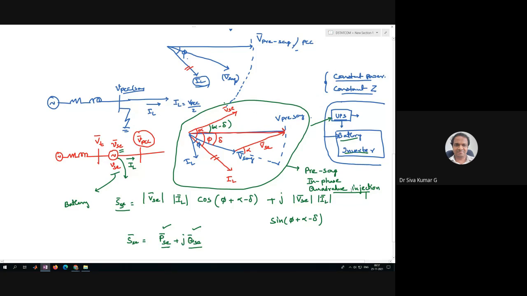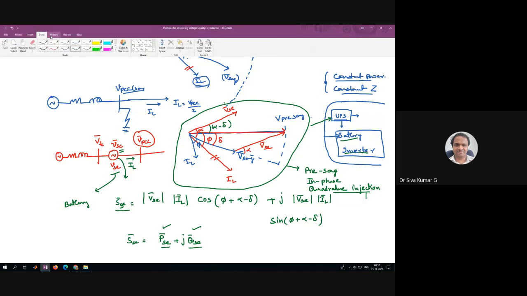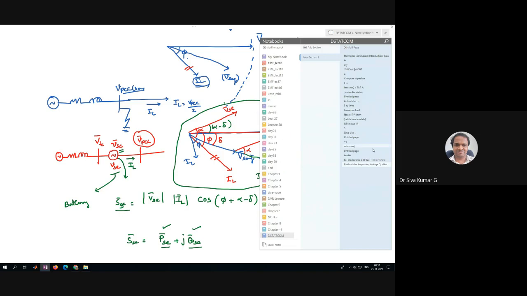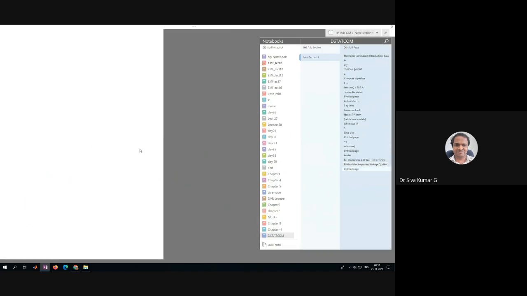The in-phase injection is where I inject straight away along this particular direction. Whatever explanation I have given till now is with respect to only one of the phases, but in general we have a three-phase system.